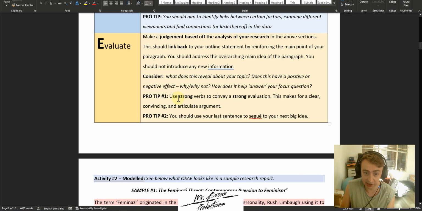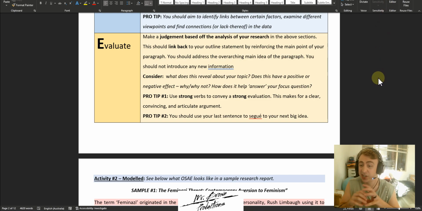So instead of saying this has a bad effect on young women who watch Disney princess movies, you should use a far stronger verb to convey that idea, such as this has a detrimental impact on the socialization and identity formative years of young women. Okay, that sounds heaps more punchy. It's a much stronger argument. It's used a strong verb to get a strong evaluation across. So that's a good pro tip.